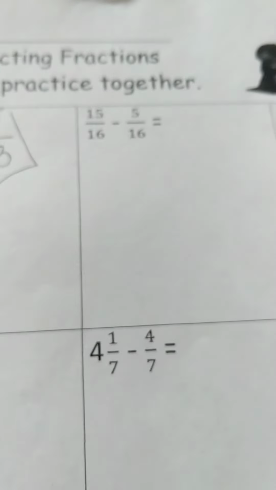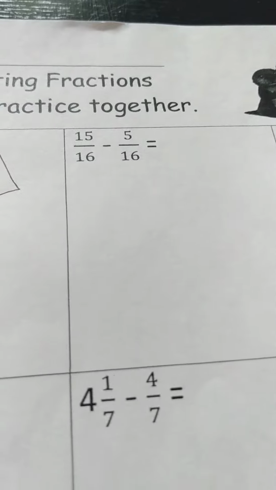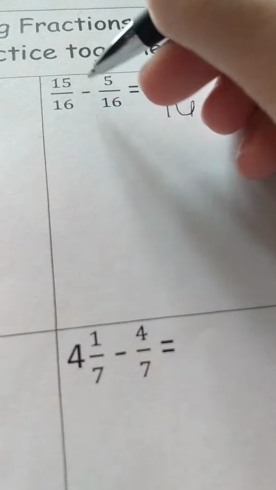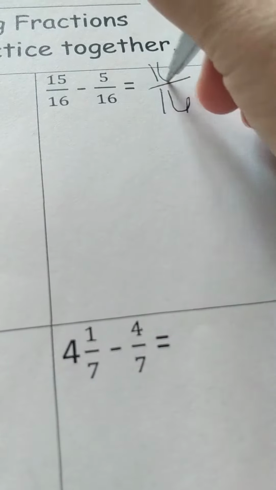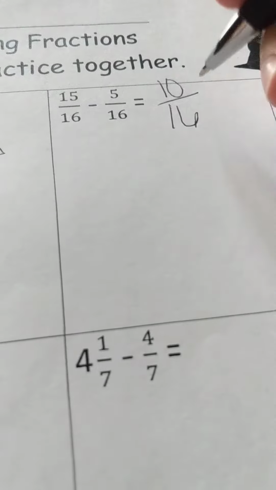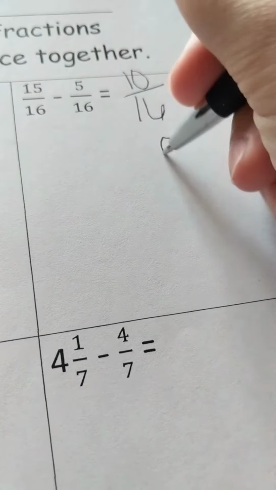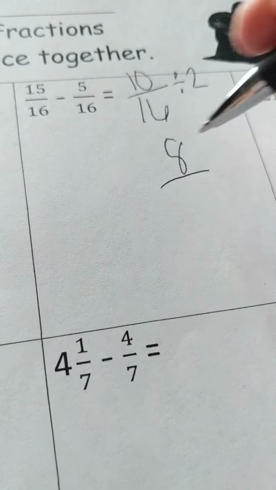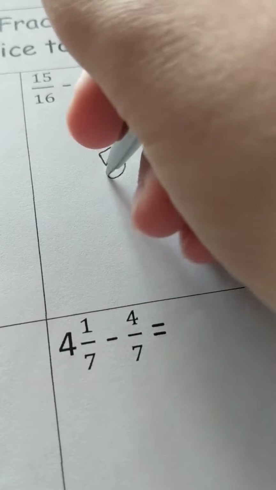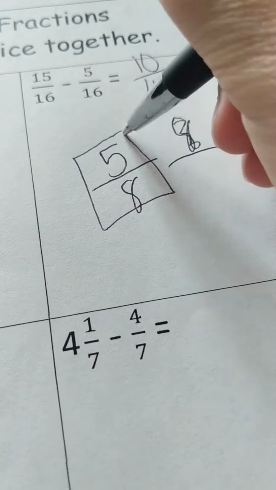Okay, next one we have 15 over 16 minus 5 over 16. So again, common denominators. They're both 16, which we do have. And then 15 minus 5 is going to give us 10. And then we look to see if we can simplify, and we can, because again, these are both even. So that means we can divide it by 2. 10 divided by 2 is 5. 16 divided by 2 is 8. And then that cannot be simplified again.